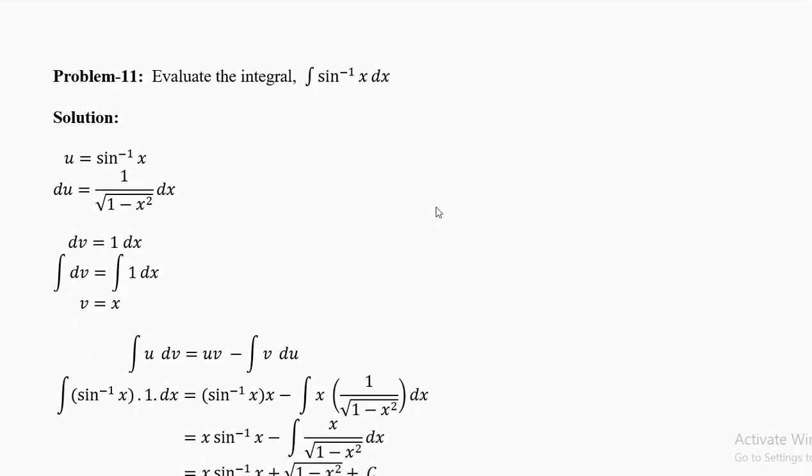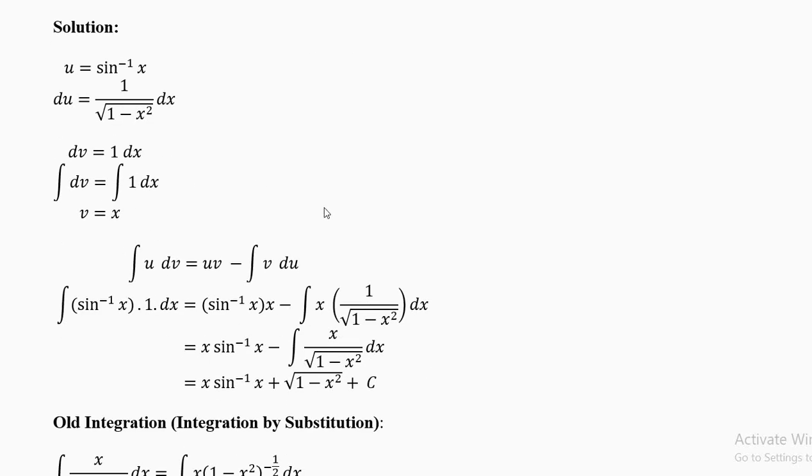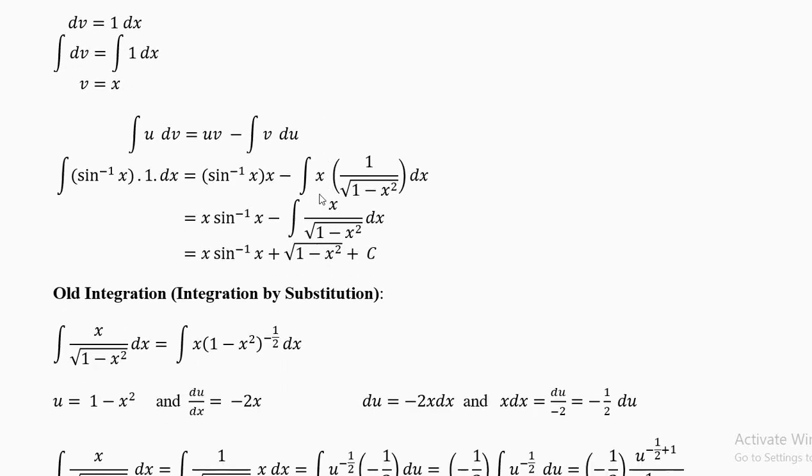Problem 11. Evaluate the integral of sine inverse x dx. Put u equal to sine inverse x, du equal to 1 by square root of 1 minus x squared dx. Please remember the derivative of sine inverse x is 1 over 1 minus x squared under the root. Put dv equal to 1 dx, integrate, you will get v equal to x. Now your integration of u dv equals u into v minus integral v du. Now put u equal to sine inverse x, v equal to x, you will get x sine inverse x.